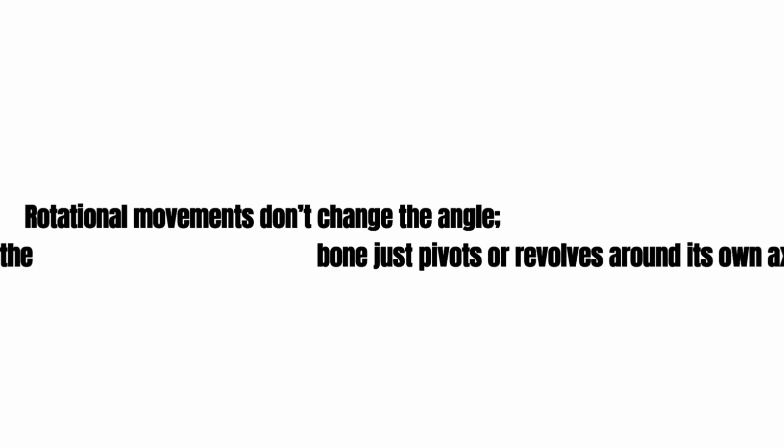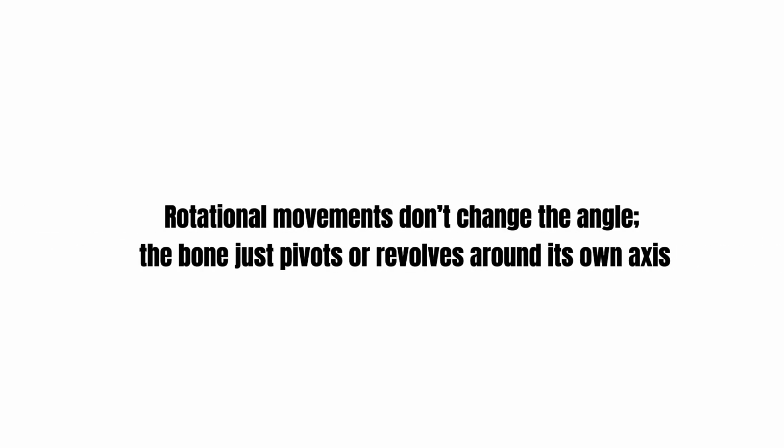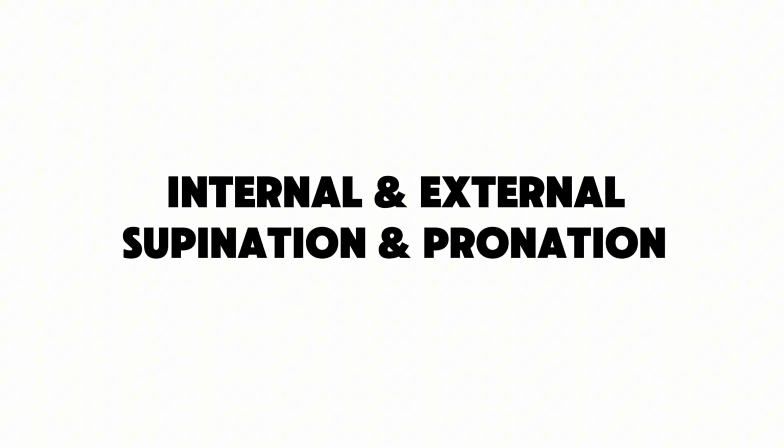And now, let's proceed to the second terminology, or the rotational movement. Unlike angular moves, rotational movements don't change the angle. The bone just pivots or revolves around its own axis, kind of like a screw turning in wood. It consists of internal and external rotation and supination and pronation.